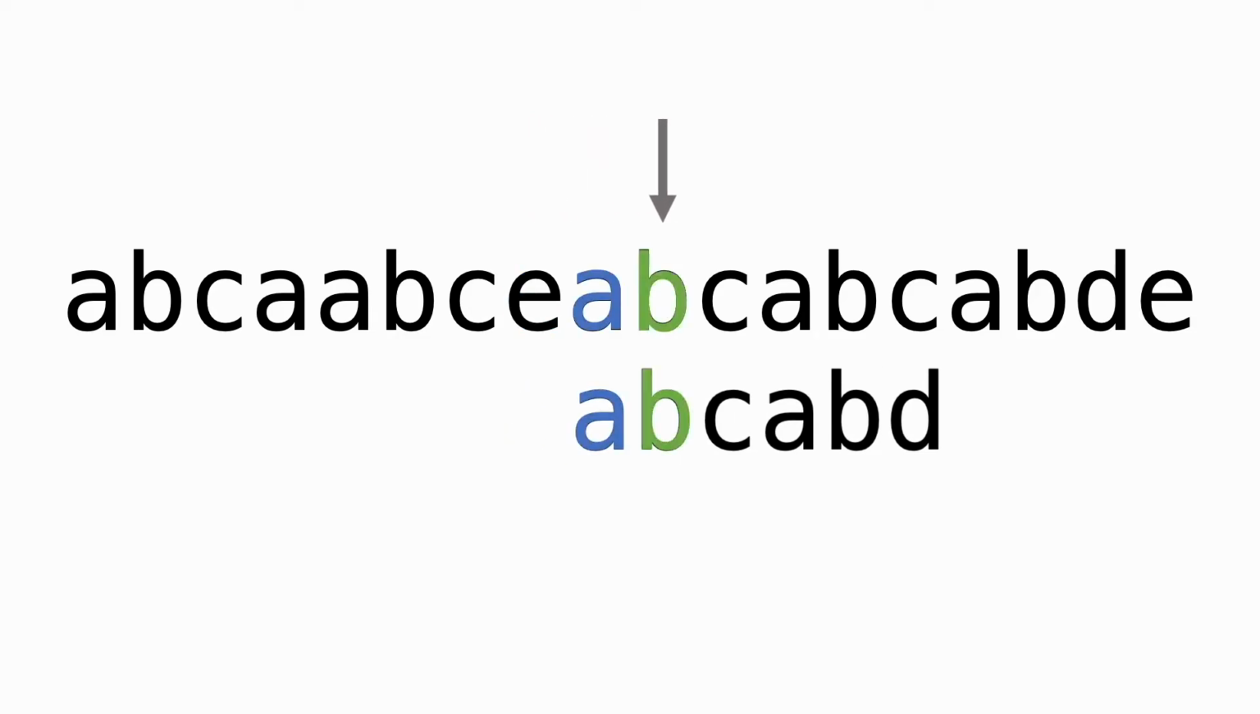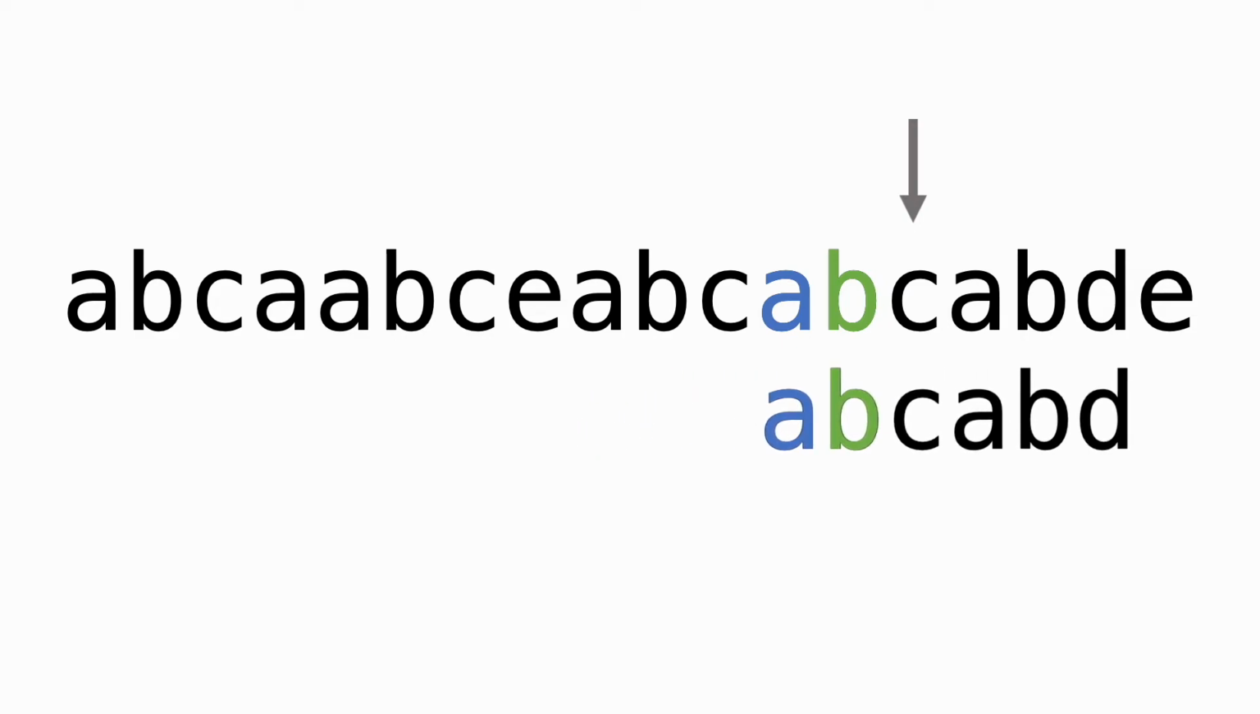Then we start getting matches again, and we almost make it to the end, but we get a mismatch on the last character. So again, we'll ask, are there any prefixes that are also a suffix? And the answer is yes. This time, AB appears at both the beginning and the end.